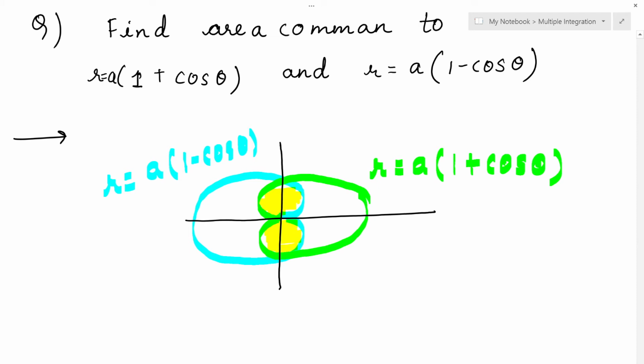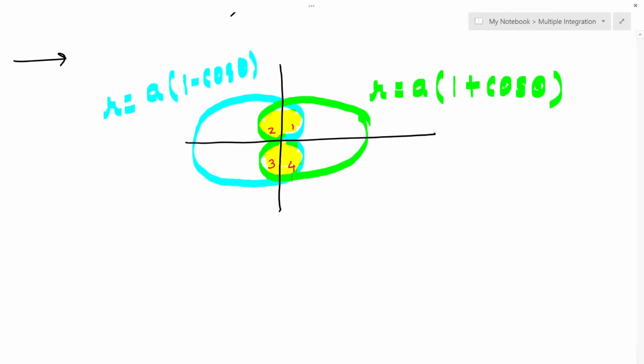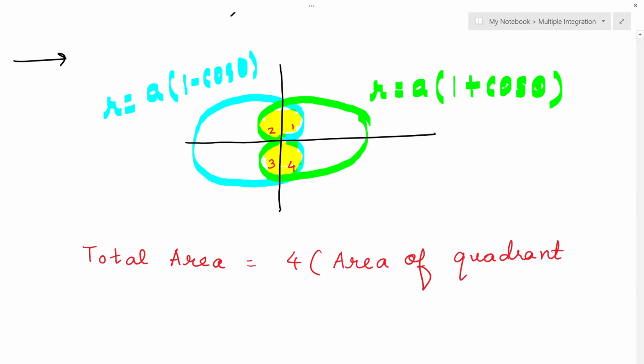So what I can do is, by looking at the symmetry, I can divide this into 4 parts actually. If you look at this part, that is part 1, 2, 3 and 4, all are symmetric. So I will just find the area for 1. So you can write that the total area of the common region is 4 into area of first quadrant. I hope this is clear. Okay, now 4 into area of first quadrant, that means I am just dealing with this now.